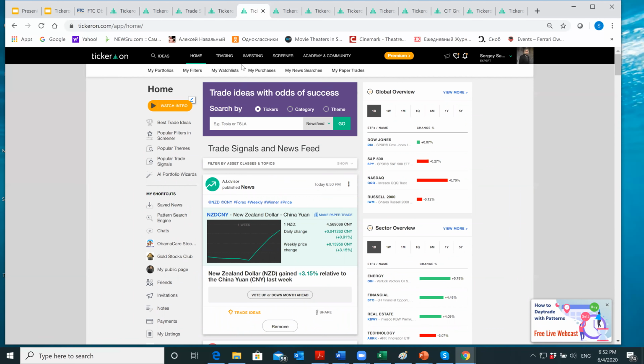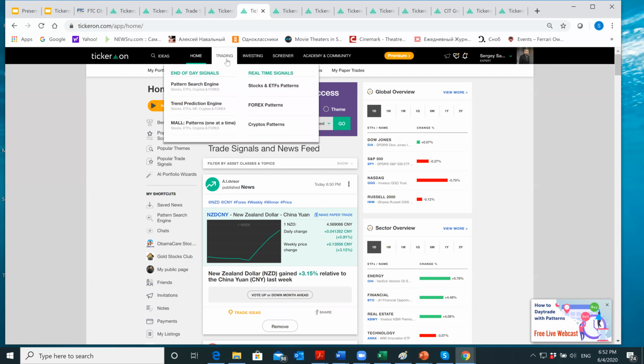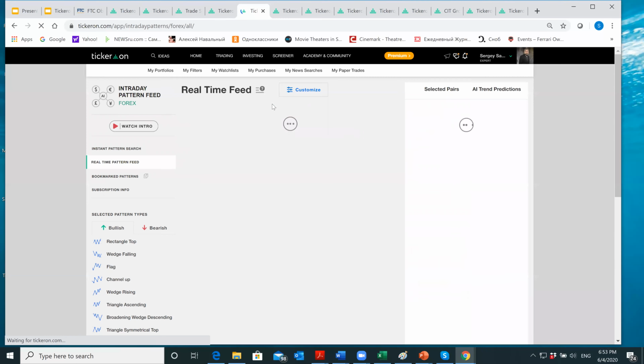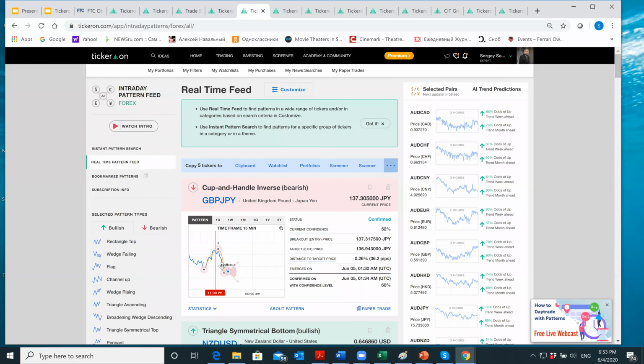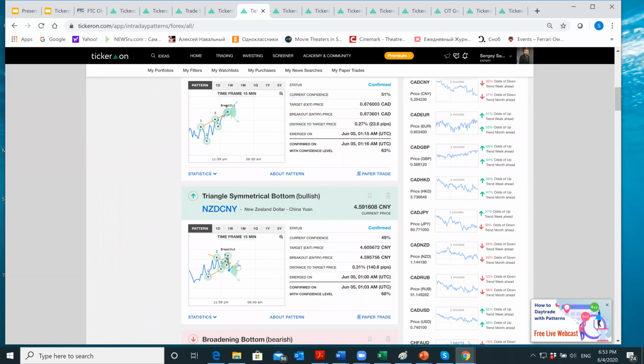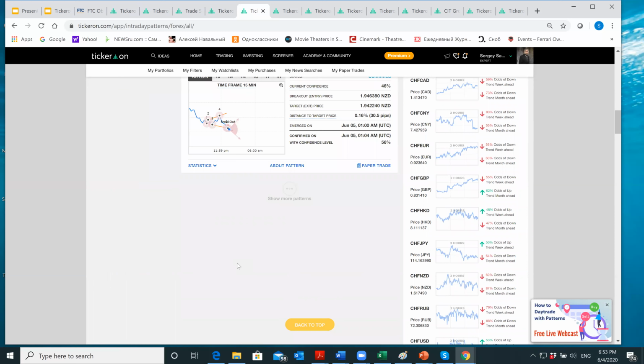Then, in order to do the trading, you can find the Forex in the pattern search engine, trend prediction engine, and Forex patterns intraday. So these are intraday patterns which you can trade, where we find the patterns. Okay, we will also give you some extra analysis of AI trend predictions on each pair, and that way you're going to have a short-term push and a long-term view, for the week and for the month.